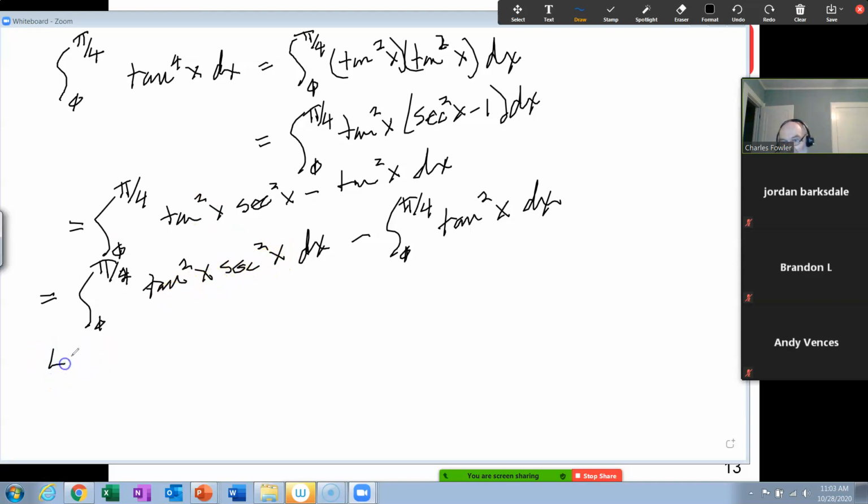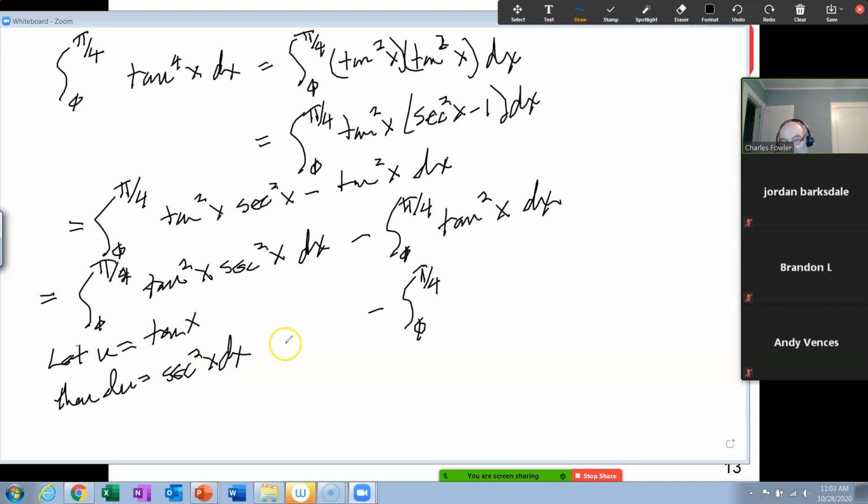Okay, here we'll let u equal tangent x. Then du, if you remember, the derivative of tangent is secant squared x dx. So this is merely u squared du. Perfectly fine. Okay? Now, what we'll do here will be a minus the integral from 0 to pi fourths.